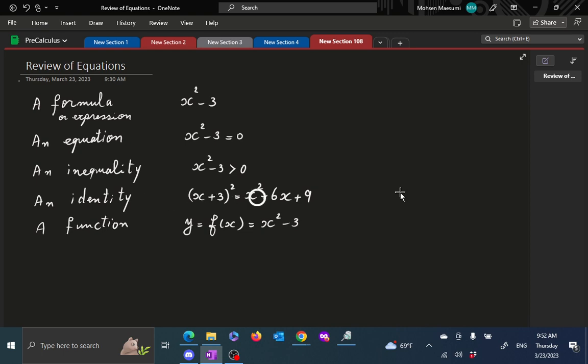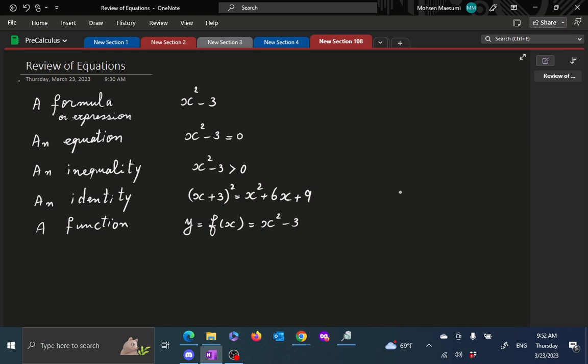An identity, we came through this concept before. We had a lot of trigonometric identities. These are statements that are always true regardless of what value of variable you use. So for example, (x plus 3) squared always is equal to x squared plus 6x plus 9. It's not that we are looking for an x that makes it a true statement. It's always true. So this stands apart from that one, even though the same kind of notation is used. Both of them use this equal sign, but the intentions are different.